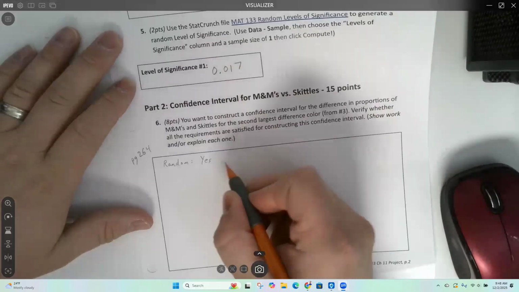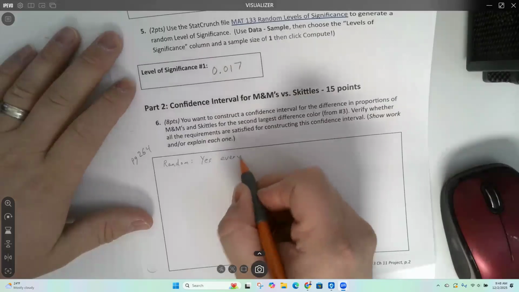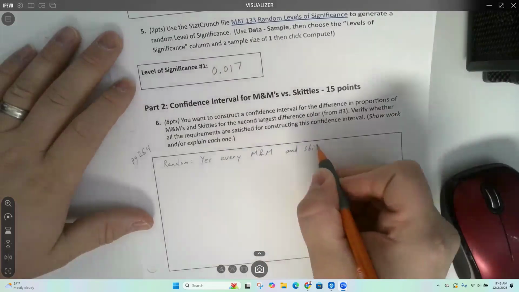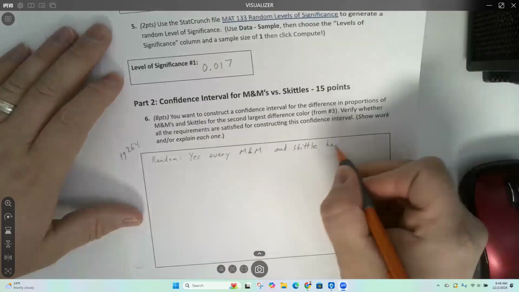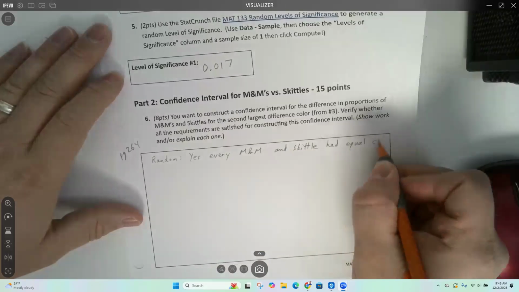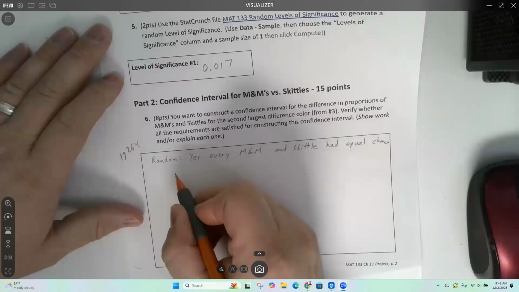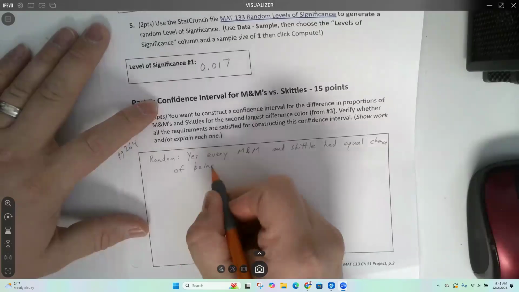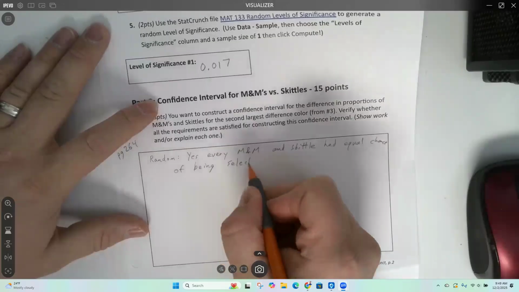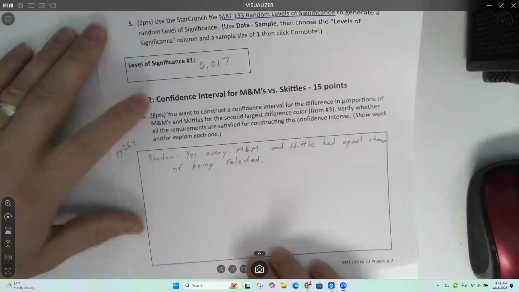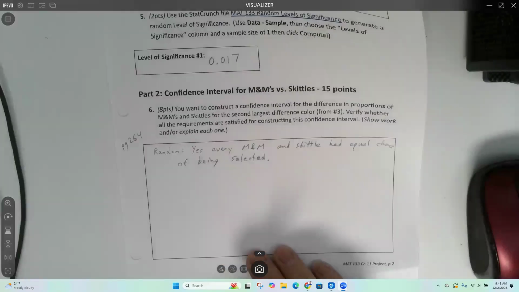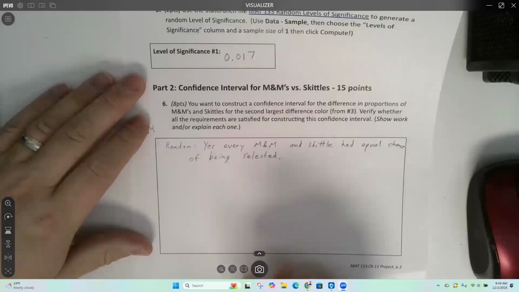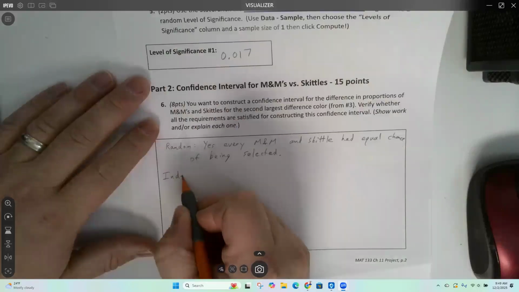Yes, every M&M and Skittle had equal chance of being selected, right? We didn't purposely go out and pick our M&Ms or our Skittles. We just grabbed a random bag off the shelf, so they are random. Next, independent.